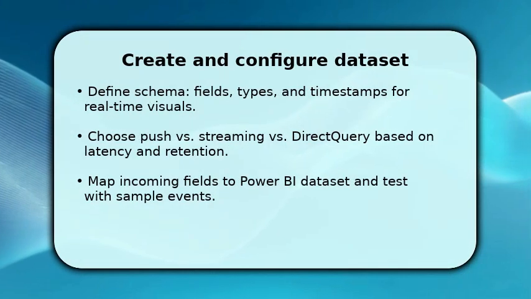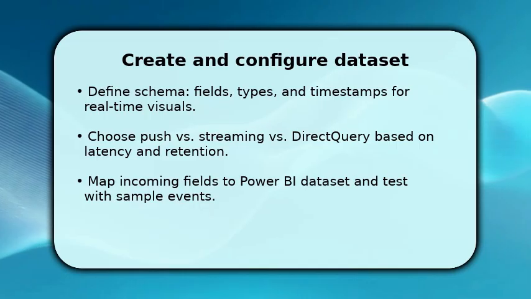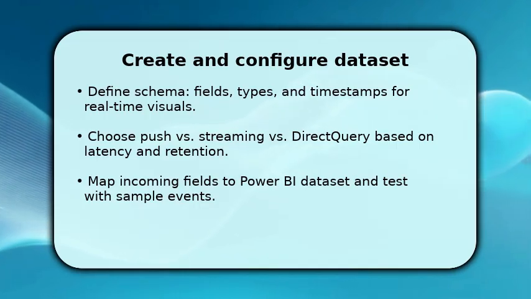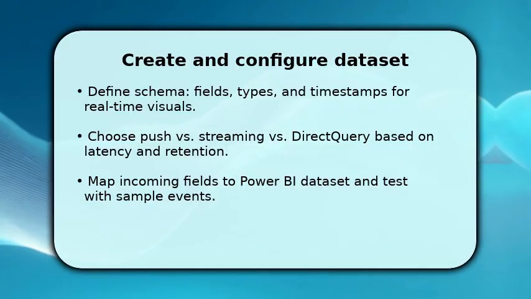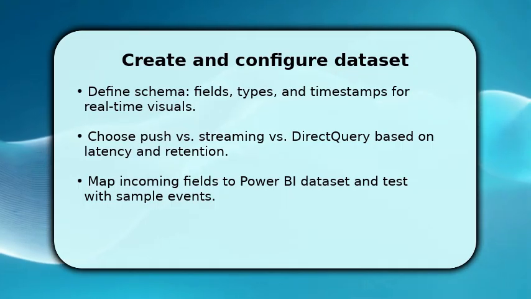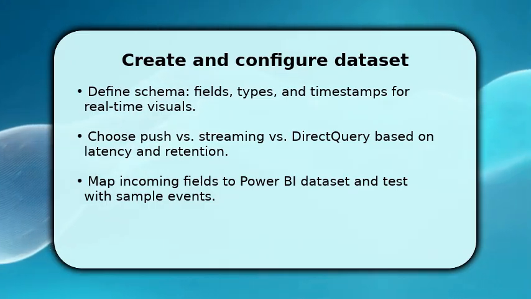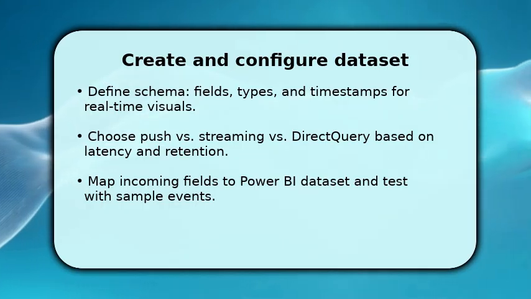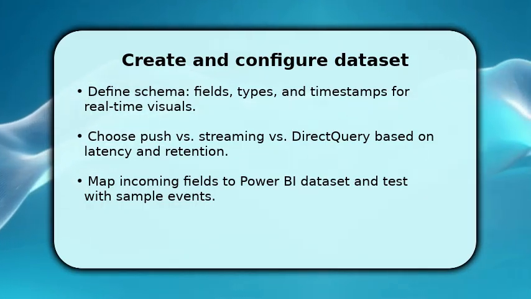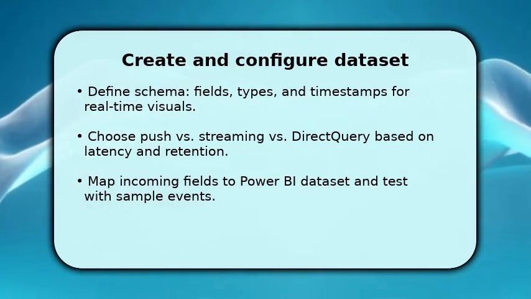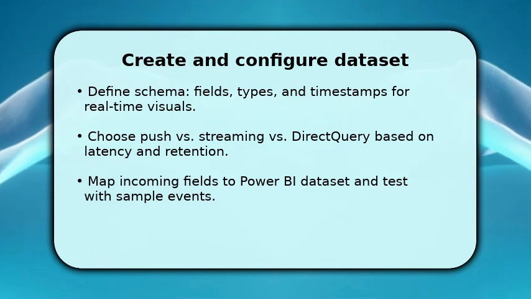Now you design the dataset schema and choose the ingestion mode. This is where performance is determined. Define field types and a timestamp so visuals can render in time order. Once done, create a push or streaming dataset in Power BI and map incoming payload fields to dataset columns. If using direct query, make sure queries are optimized at the source. Send a few sample events to confirm field mapping and types. Testing here prevents type mismatches and missing data on dashboards.